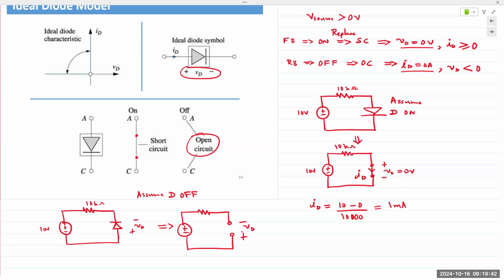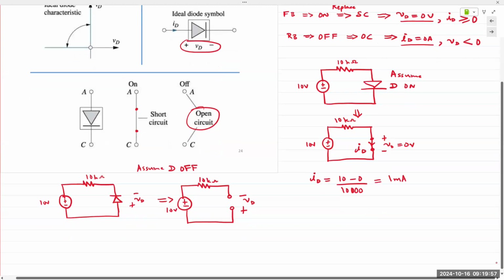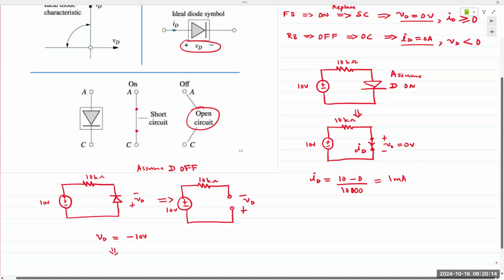So let's perform the analysis. Quite obviously, the current ID is equal to 0. So at least one is verified. Let's see if the other is verified or not. And in this case, it's rather straightforward. Apply KVL around the loop, and you can find VD is minus 10 volts. Right, VD is minus 10 volts. So VD has a negative value. So my assumption is valid.